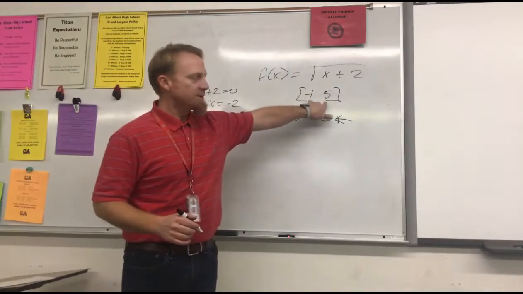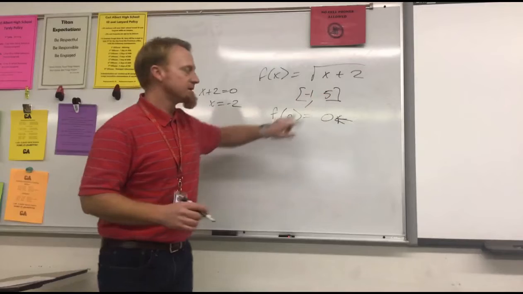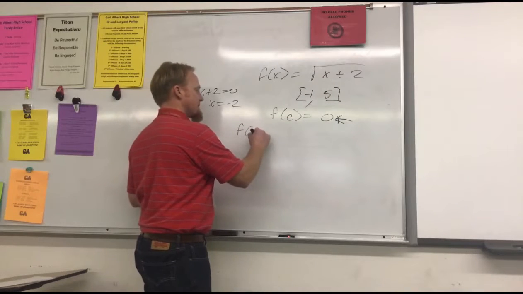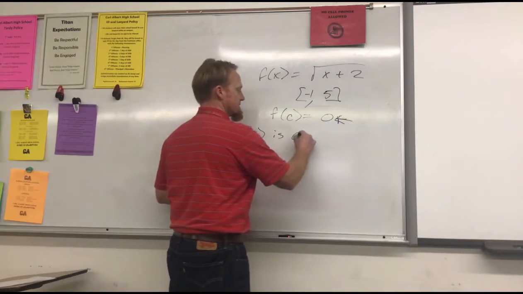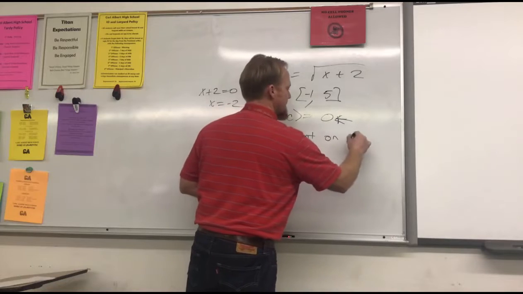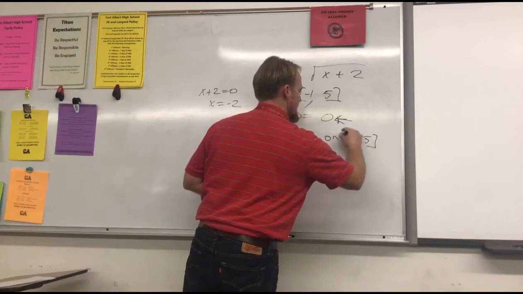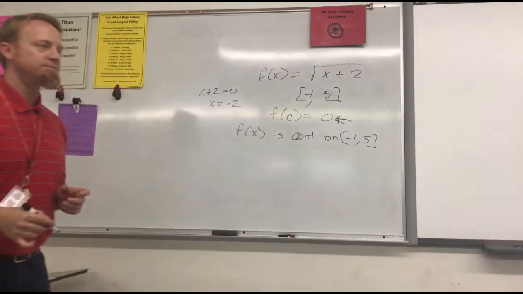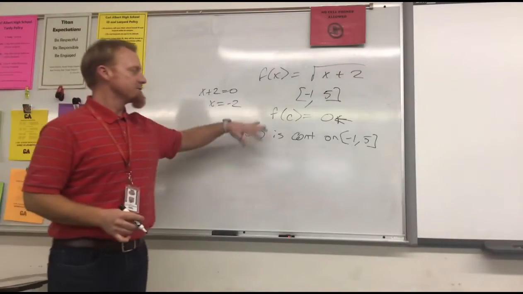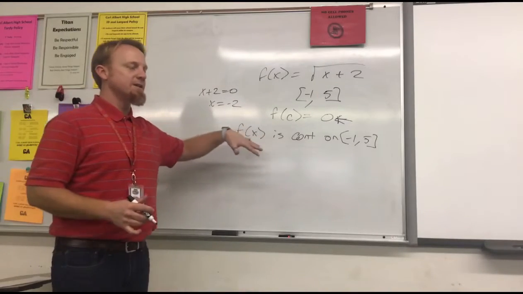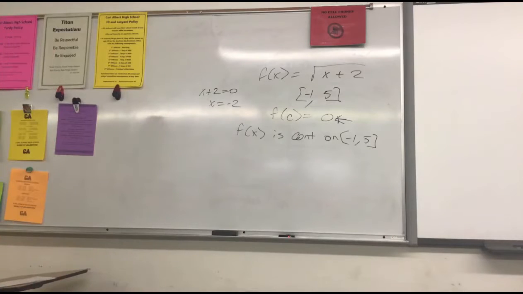Do these numbers fit on the right side of negative 2? Yes. So that means I can say f of x is continuous on negative 1 to 5. If it's not, then you say f is not continuous and IVT cannot be applied. Alright, next thing.